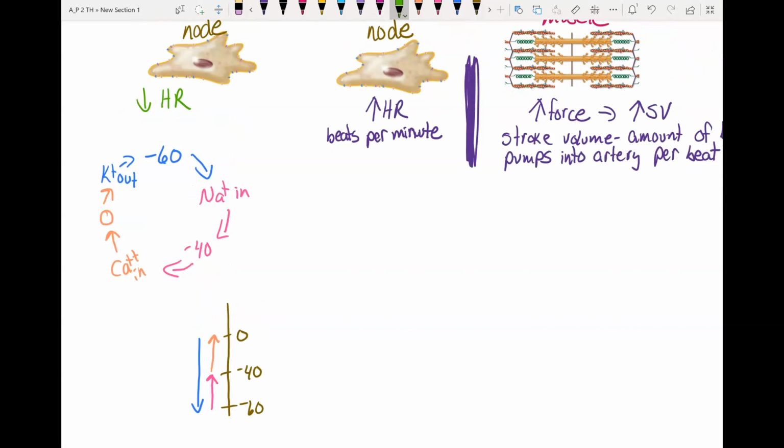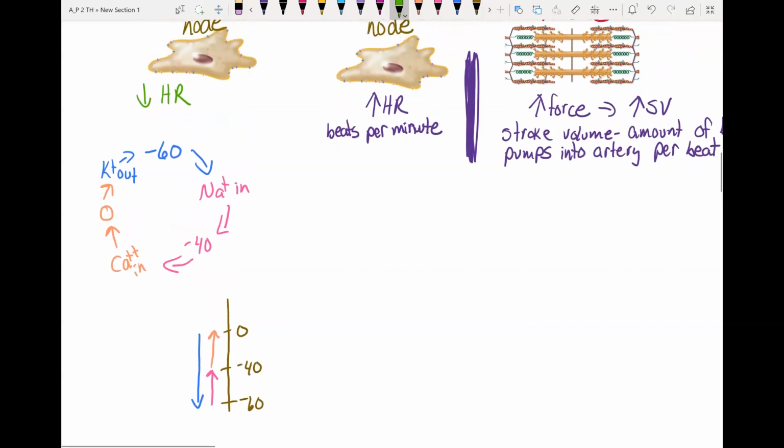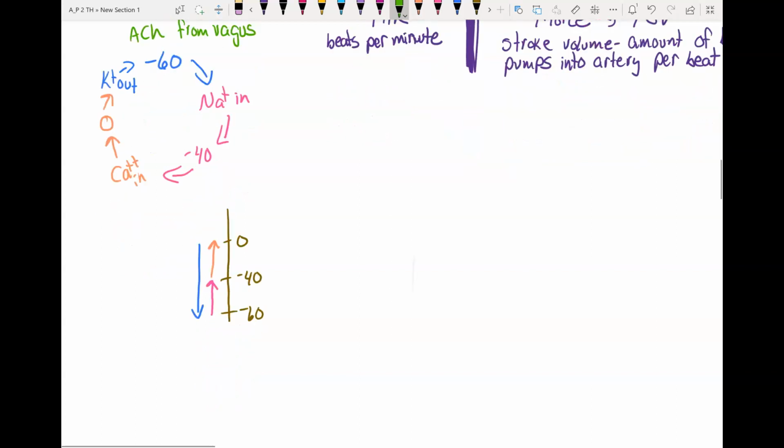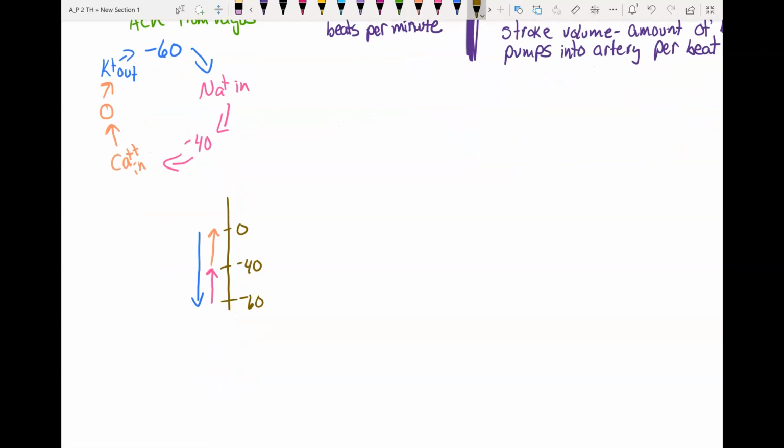Acetylcholine. So remember, parasympathetic is going to secrete acetylcholine onto here from the vagus nerve. It's going to slow this down. It's going to make this take longer. So if you think about this, what could make it take longer? Well, if we make this a little more negative, let's say we go down to -70, just to pick a number that's less than -60.